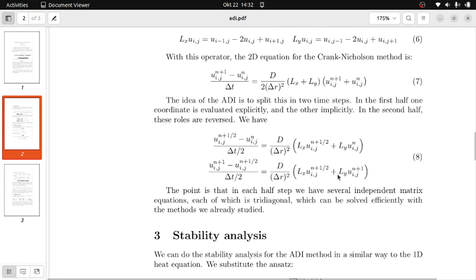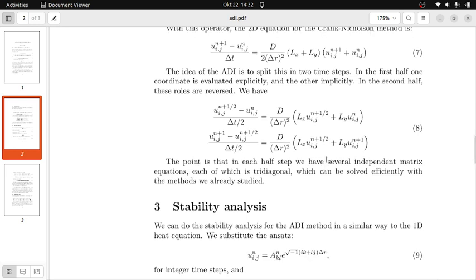Now we are evaluating the central difference of x at n plus half and the central difference of y at n plus 1. So what this means is that we evaluate one of the coordinates explicitly in one half time step and the other coordinate implicitly, and in the other half time step these roles are reversed, right? This is the idea of the ADI, and the whole point behind this is that in each half step we have several independent matrix equations, each of which is tridiagonal.